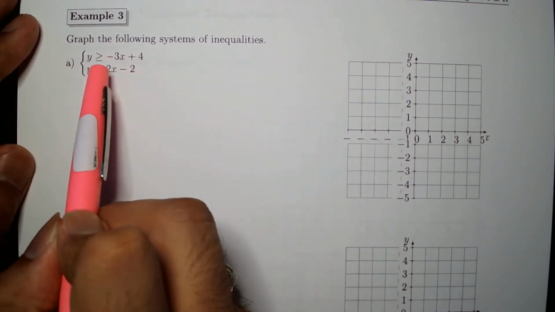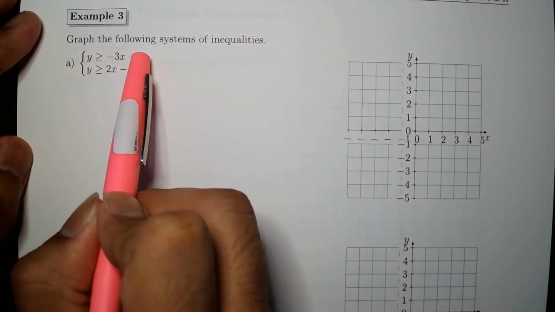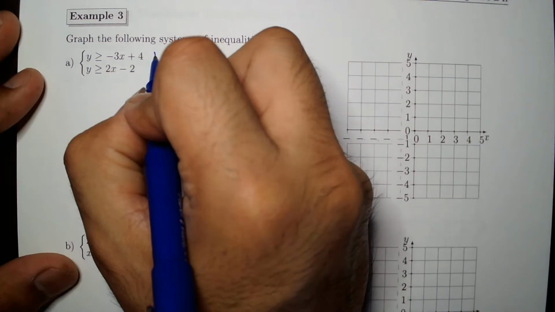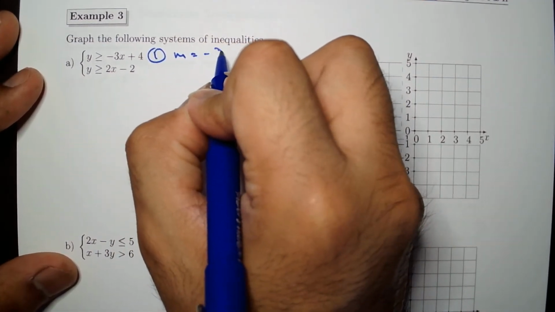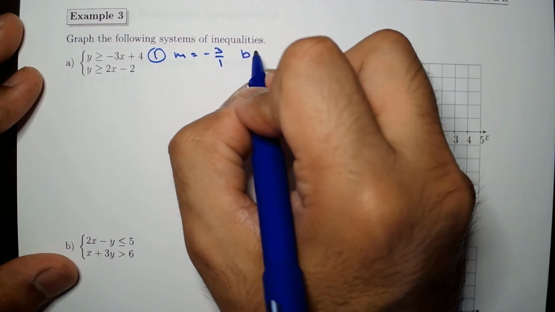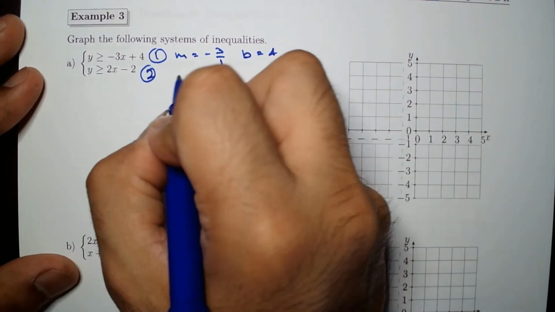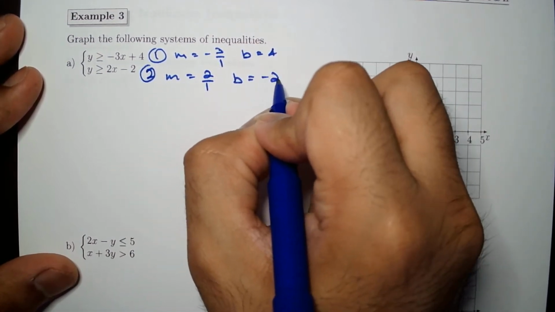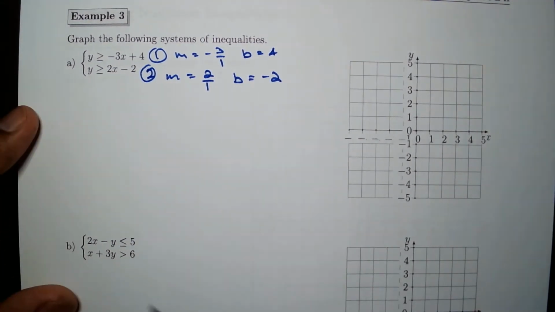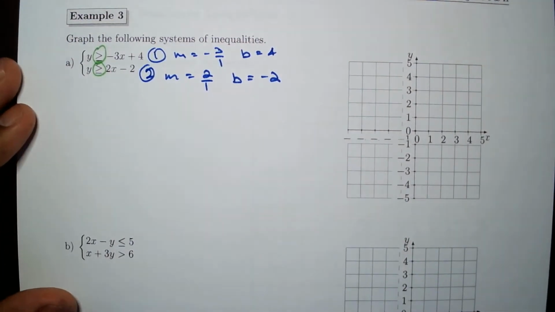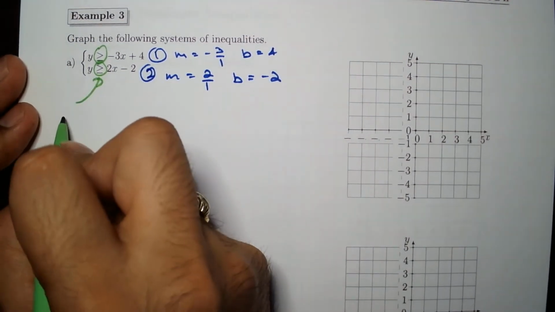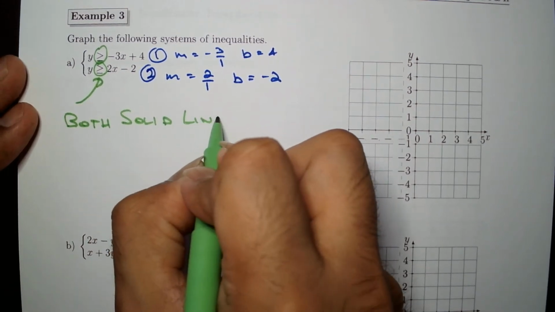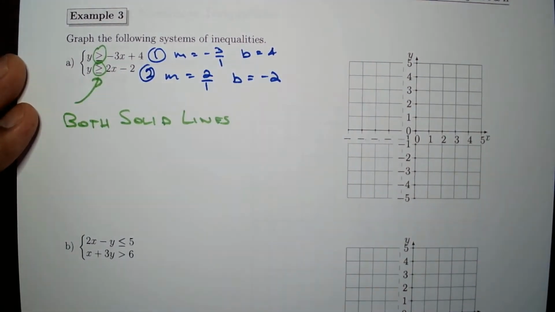The first one is really short to do because for this first example, we already have both inequalities in the y = mx + b form. In other words, we have them solved for y. For the first, m equals -3 over 1 and b equals 4. For the second inequality, m equals 2, or 2 over 1, and b equals -2. Look at the inequality signs. They are both solid lines because they have the equal part in the symbol.